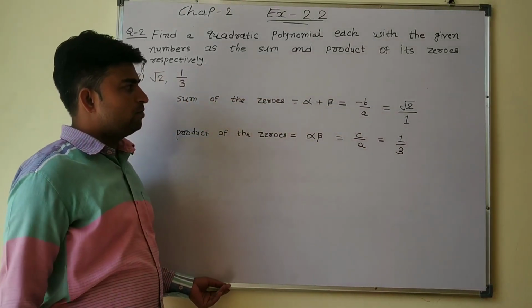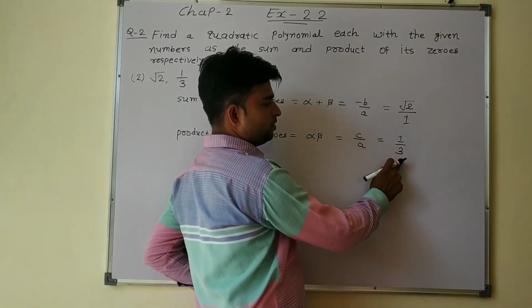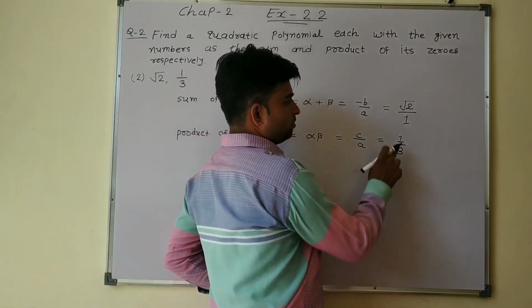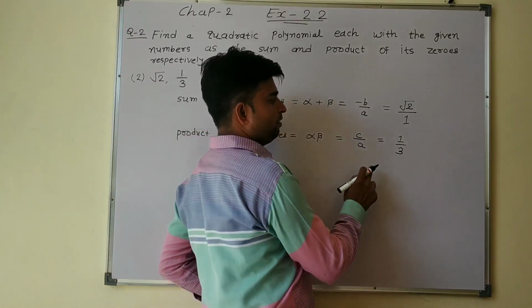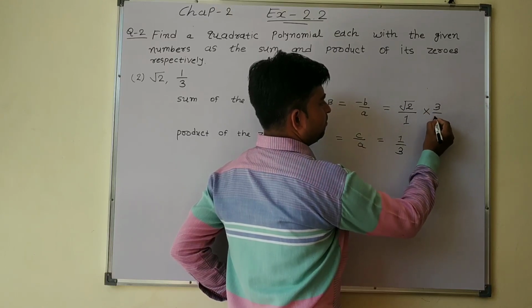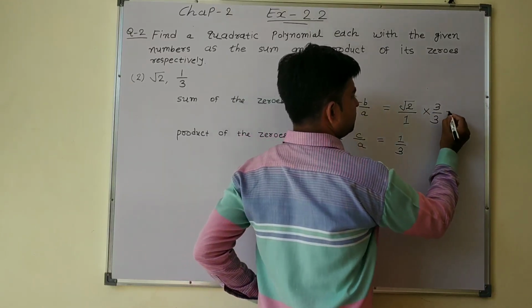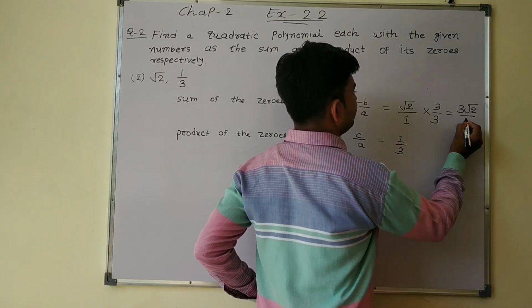So in the sum of the zeros the denominator is 1. In the product of zeros the denominator is 3. So here 1 and here 3. So first of all we make them equal. Here we have to multiply by 3 upon 3. So it becomes 3 root 2 upon 3.